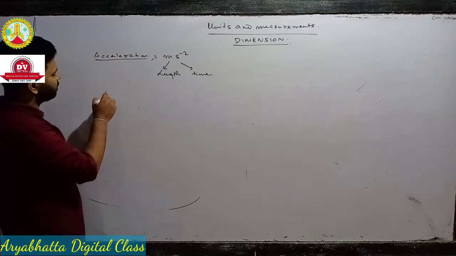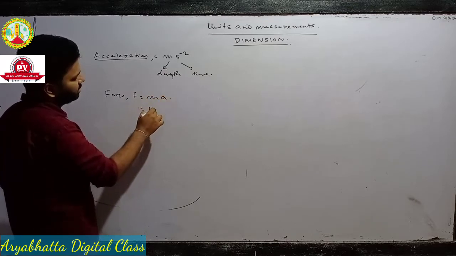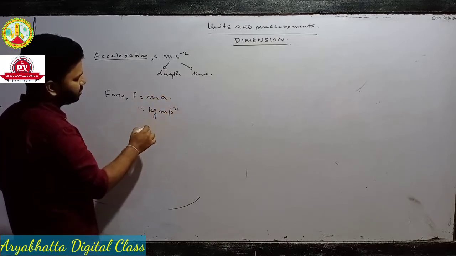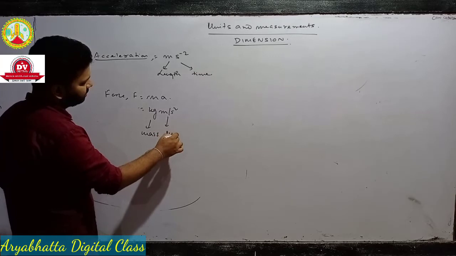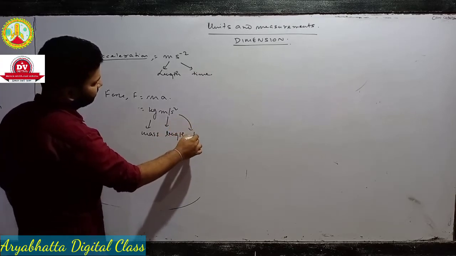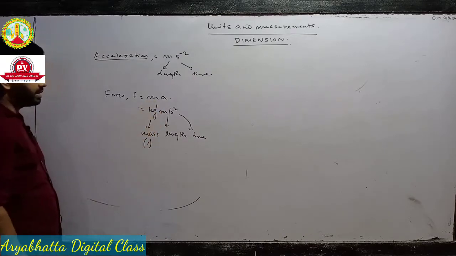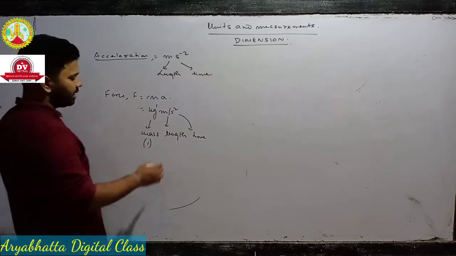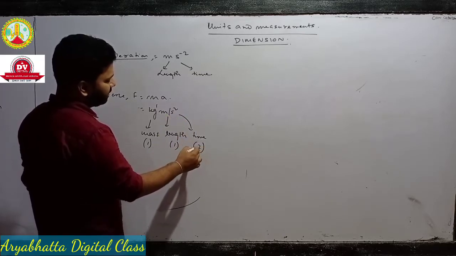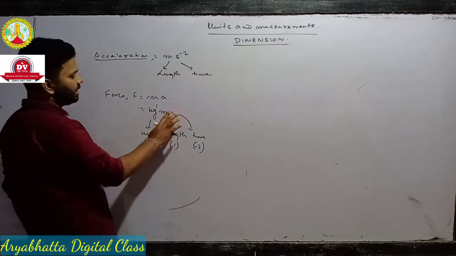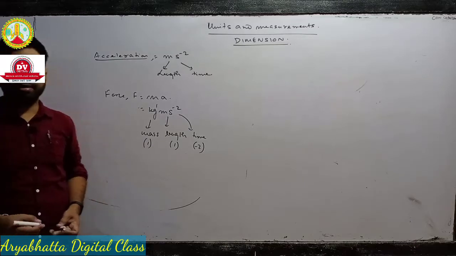For example, force: from class 9 you have force equal to mass into acceleration. Kg, and acceleration is meter per second square. So kg is the unit of mass, meter is the unit of length, and second is the unit of time. What is the power of mass here? Kg to the power 1, so mass is involved a single time. Length is also involved once. And the time involved here is -2, because we can write this as s to the power -2. So this 1, 1, -2 are nothing but the dimension.